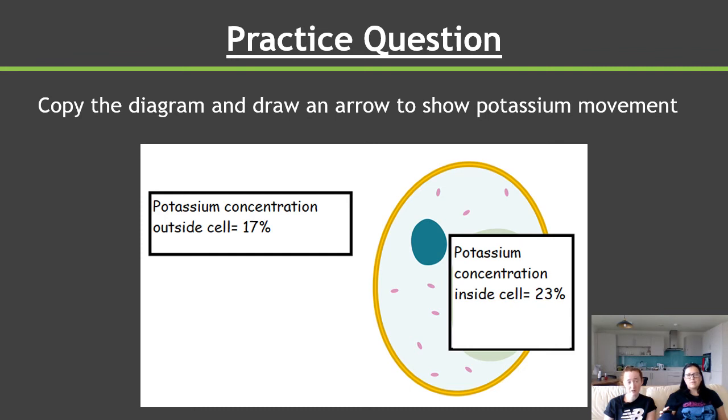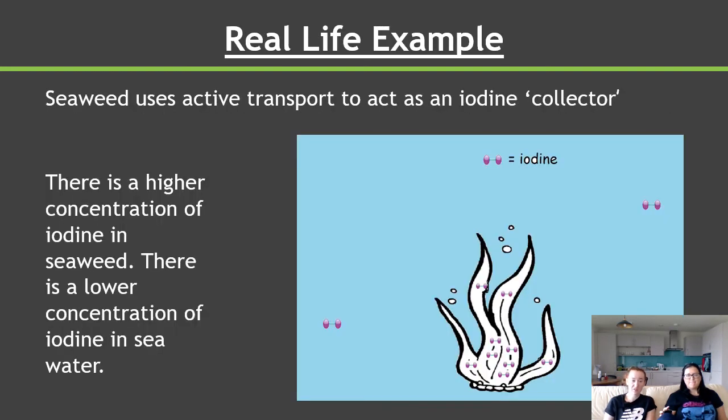So looking at this, outside the cell, 17% potassium concentration. Inside the cell, 23% potassium concentration. You need to remember active transport, it's going from lower to higher, so the arrow is going to go from outside into the cell, and you would just have to draw an arrow. Easy. It appeared once, I wouldn't hope that it would appear again. It was easy. I don't know. Or there might be more to it. They kind of like these predict the movement of molecule questions.